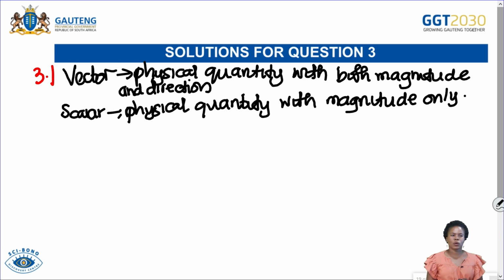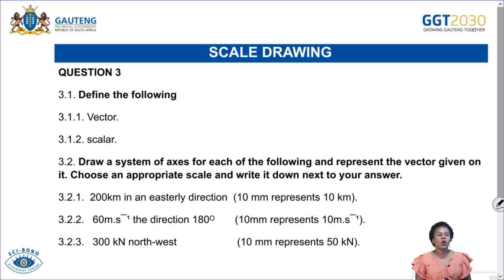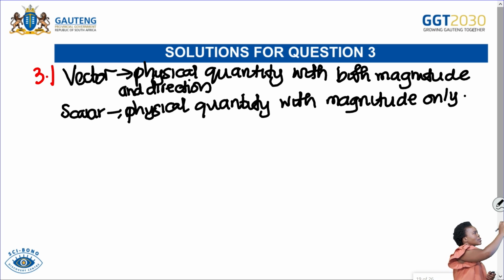Okay, next question is about the scales. Draw a system of axes for each of the following and represent the vector given on it. Choose an appropriate scale and write it down next to your answer. So in each of the following, we draw a system of axes for each, not all of them in one Cartesian plane coordinate system. So we just do each separate system of axes. Okay, so for 3.2.1, let's use the scale that has been provided to us.